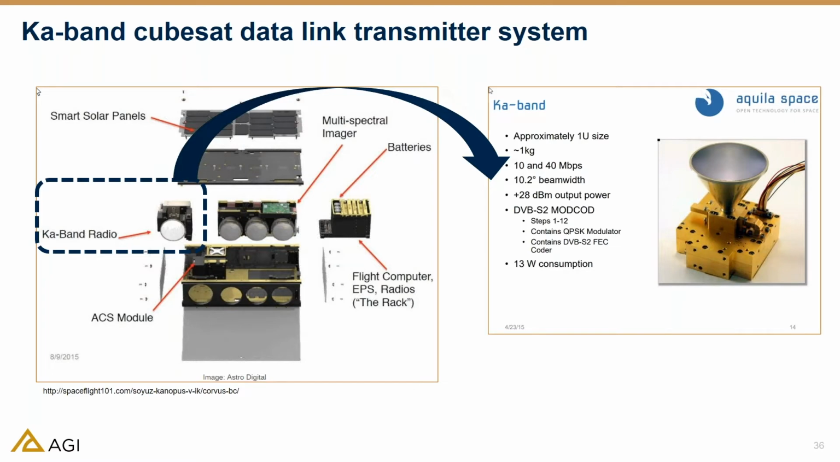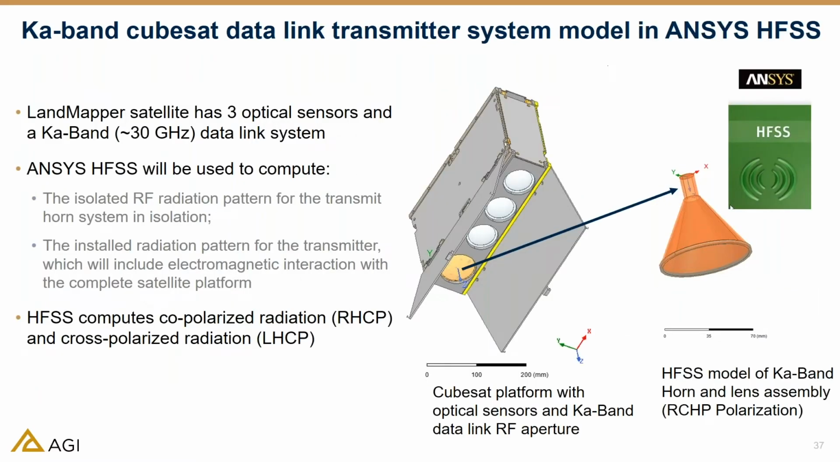Next slide, please. Now the CubeSat has 3 optical sensors, which you can see as the white openings that are on the upper side of the body. And then the Ka band aperture is shown with a more yellowish opening that you can see there on the body of the satellite.